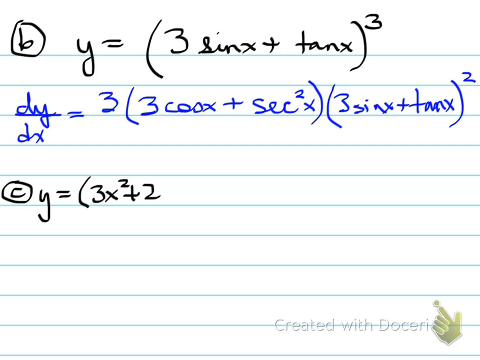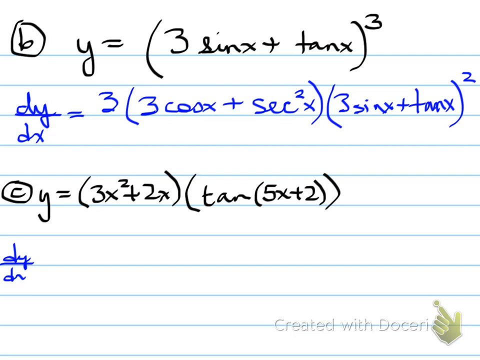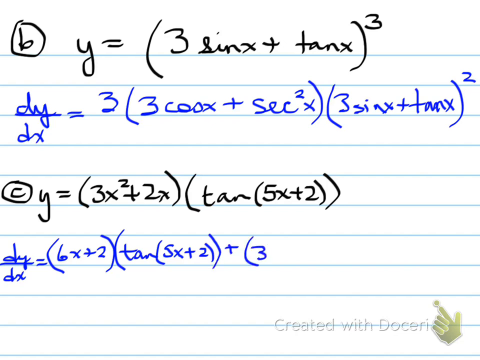Let's find the next one. Y is equal to 3x squared plus 2x times tan of 5x plus 2. What do we do here? Well, that would be the product rule. So, take the derivative of the first, 6x plus 2, times the second, tan of 5x plus 2, and we add the first, which is 3x squared plus 2x, times the derivative of the second, which is 5 times secant squared of 5x plus 2.